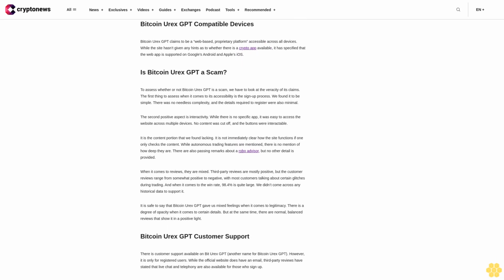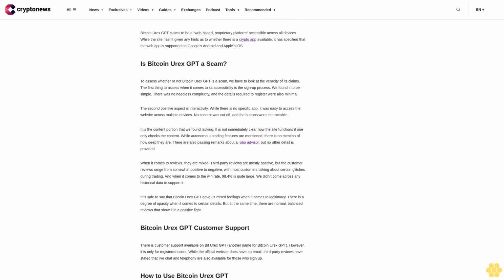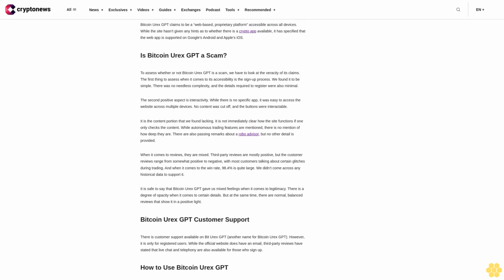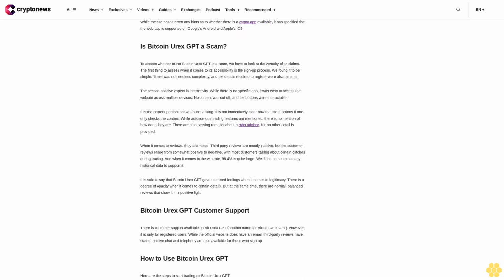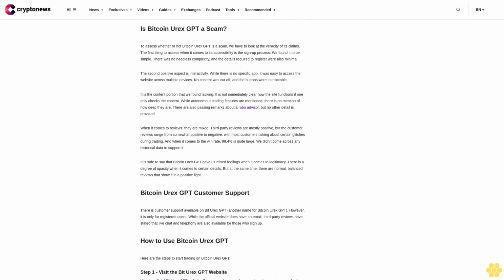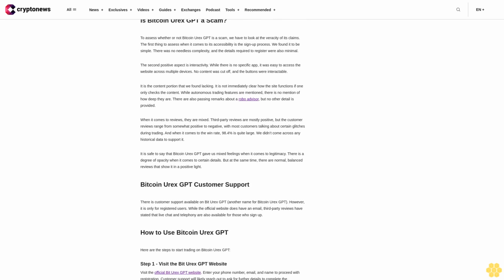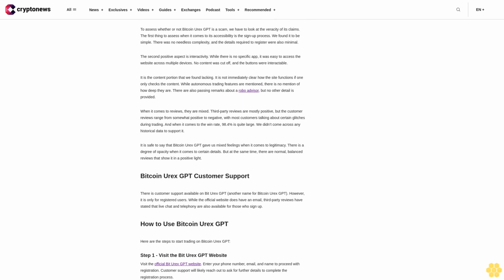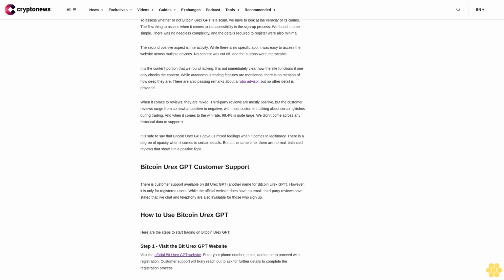Advanced security features. Bitcoin Urex GPT claims to lock user information behind advanced SSL encryption. The same encryption comes into play when protecting details about the user's transaction. Add to that, it also claims to have a strict verification mechanism to ensure that users are what they say they are.